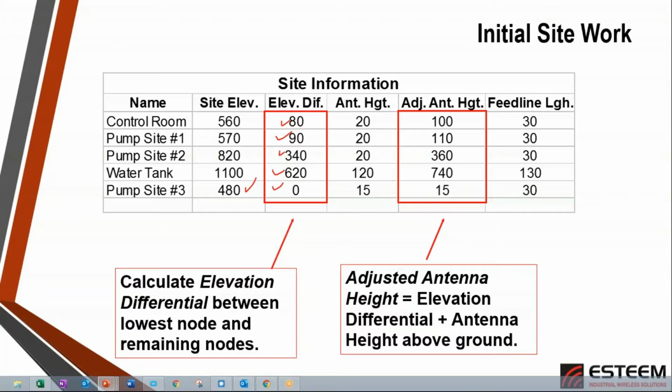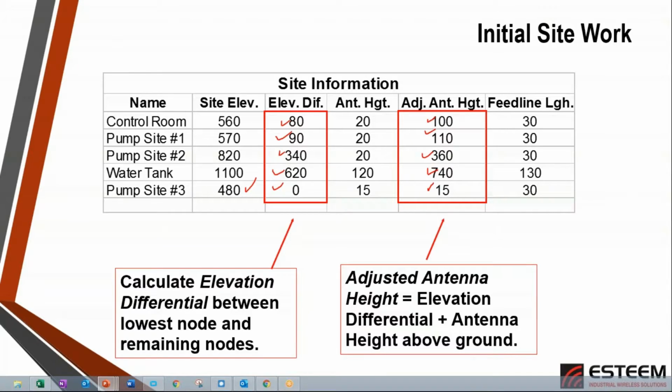So we have a 20-foot height at the control room. It's 80 foot above pump site number 3, so its adjusted antenna height would be 100. We make that same calculation for all the remotes. And of course, 15 foot is all we need to get a line of sight up to this water tank, so our adjusted antenna height for pump site number 3 is going to be 15 feet.